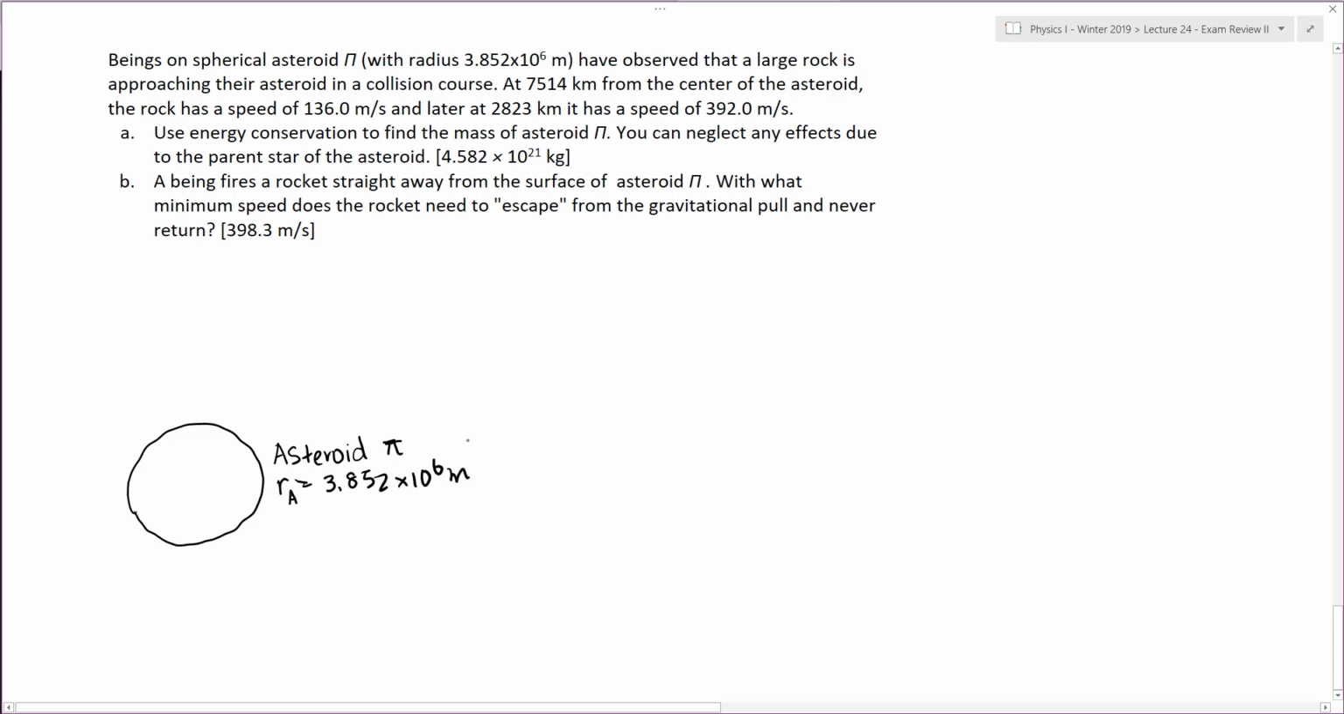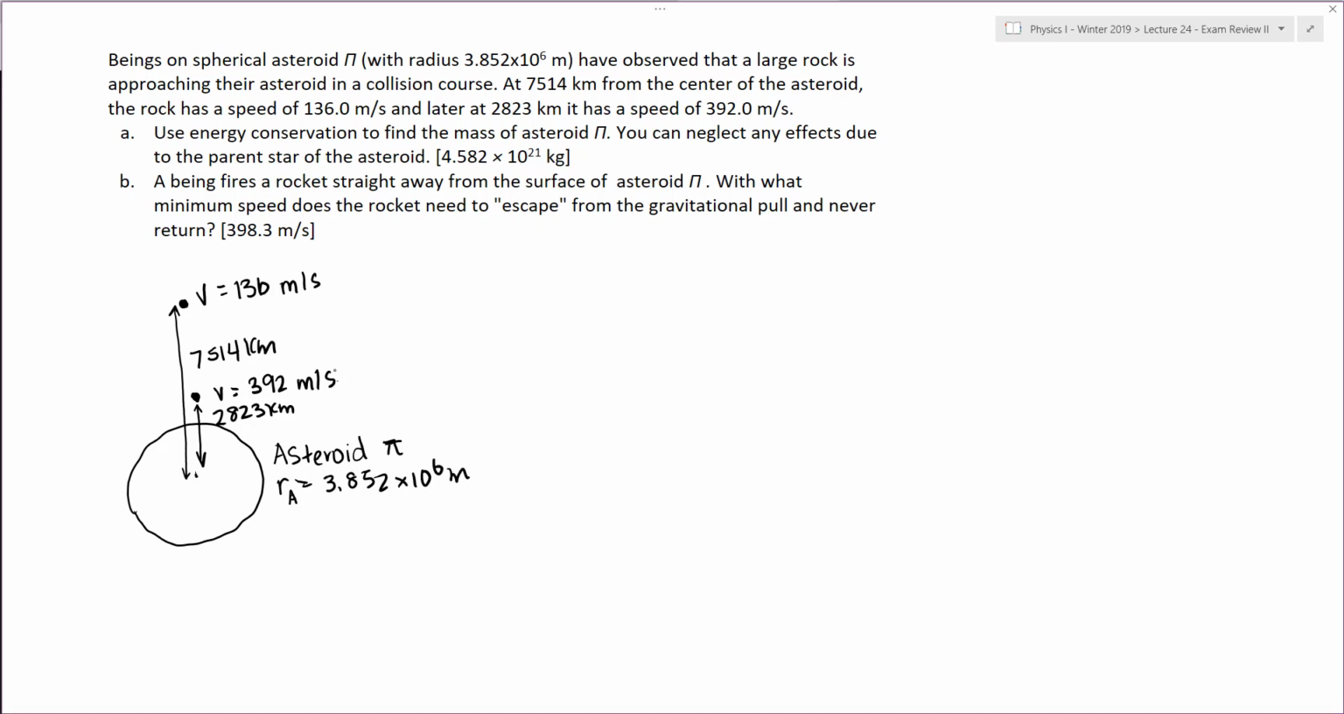And 7,514 kilometers from the center of the asteroid, okay, let's say over here, there's a rock, and it has a speed of 136 meters per second. And later, as it gets closer, say over here, when it is now 2,823 kilometers from the center, its velocity is now 392 meters per second. Okay, so the question is asking us to find the mass of the asteroid.